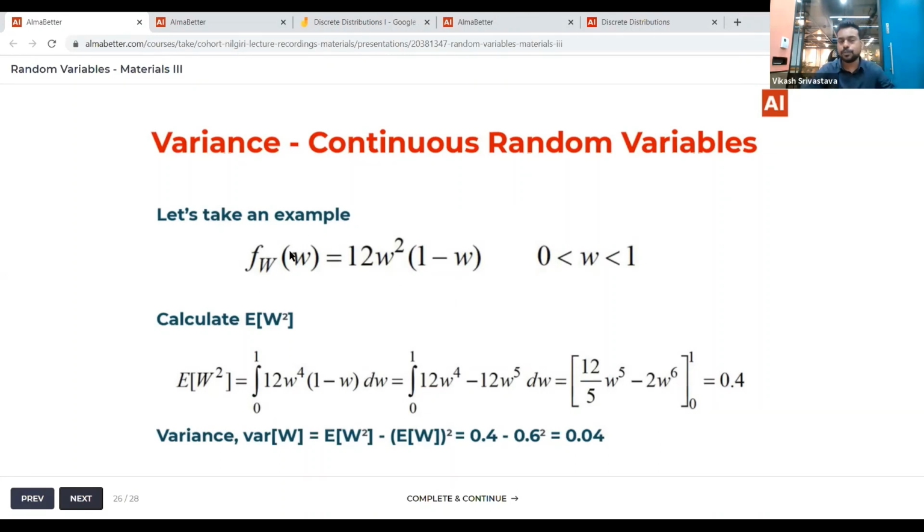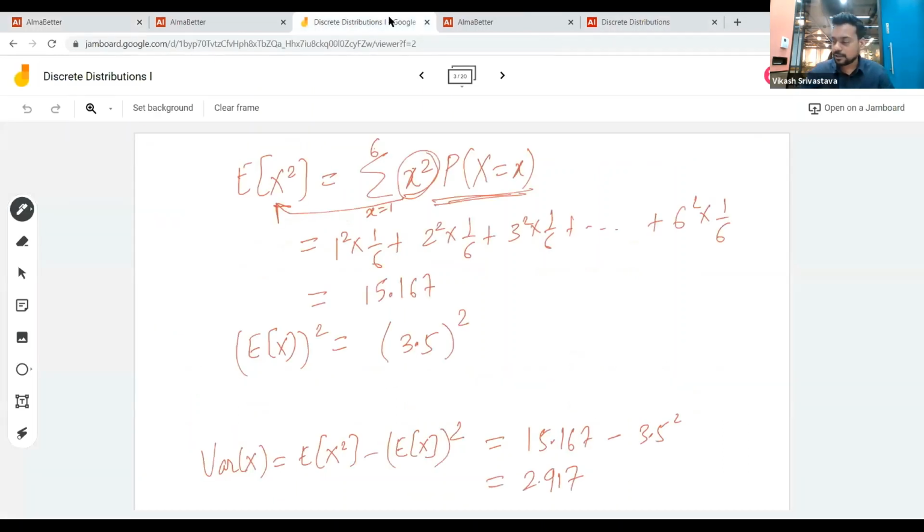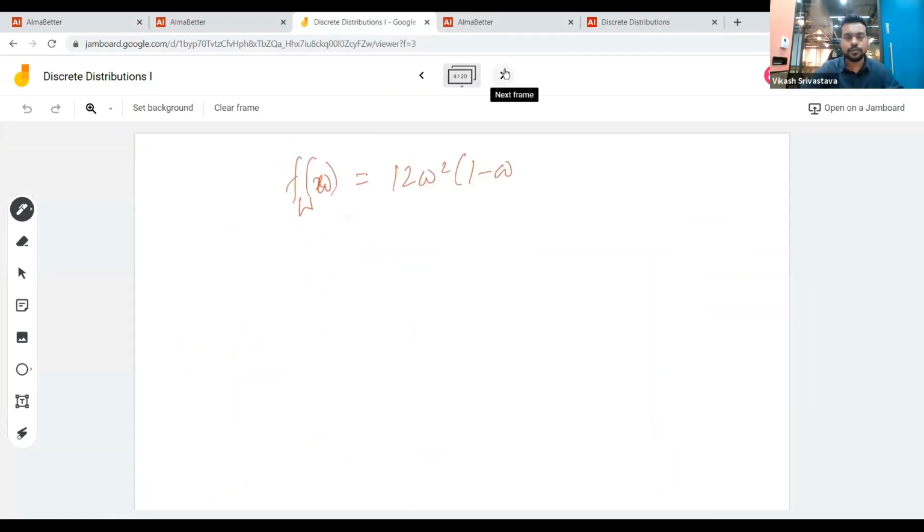Remember, this was the probability density function which we had taken in the last class. To calculate the variance here, we need to calculate this term, and this term we already know from the last class. That came out to be 0.6, and the expectation of W squared you can calculate. I'll just write this for clarity. Your Fw is 12W squared into 1 minus W. I'll just go to the new frame.